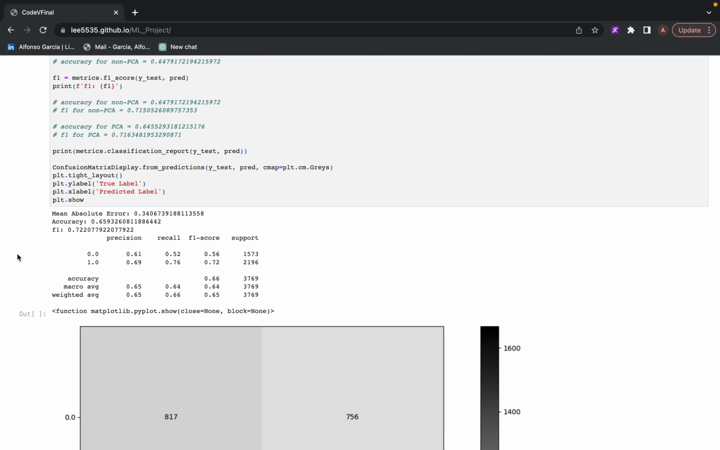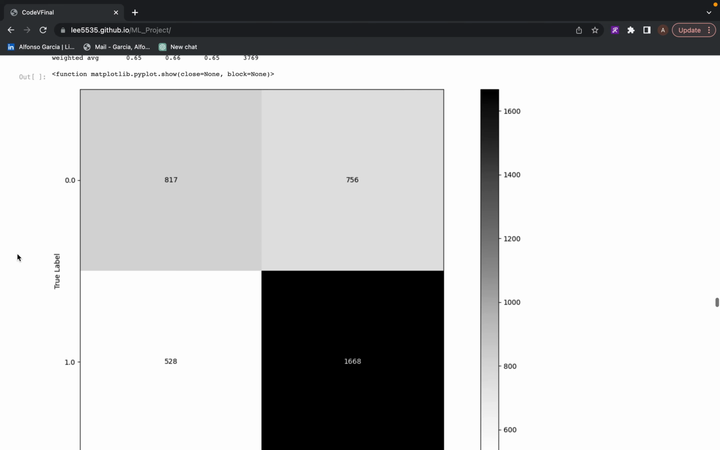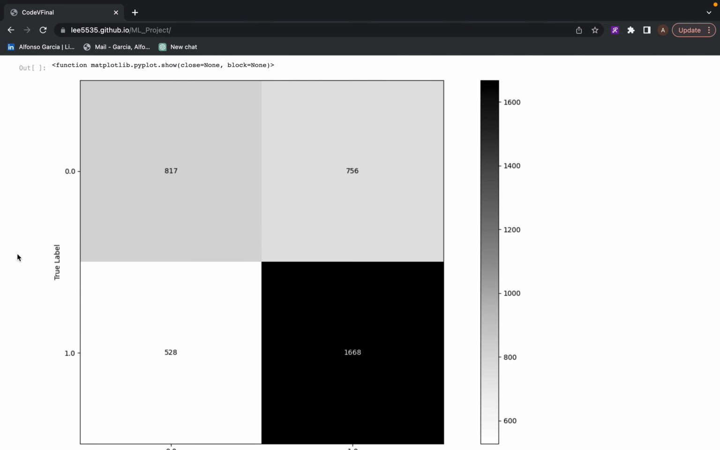Looking to metrics such as the accuracy and F1 scores, we see them fall into the range of 0.66 and 0.72 respectively, which is aligned with the findings from the neural network. Furthermore, we look at the confusion matrix for the non-PCA run, and we see again that the model accurately predicts home team wins, but is significantly less adept at predicting home team losses.